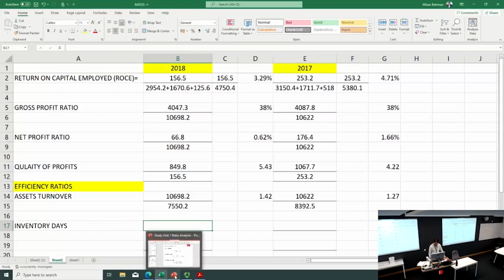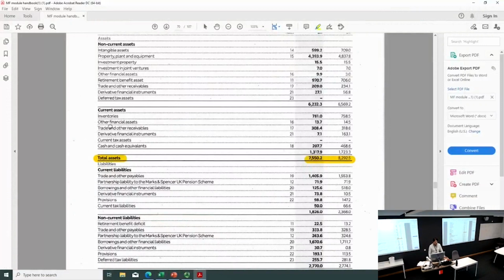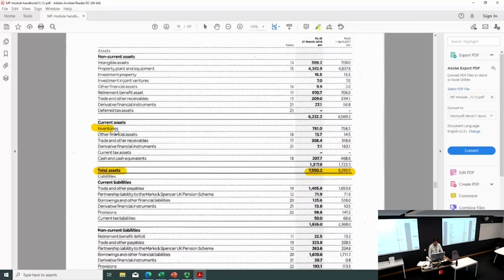Average inventories. The figure for inventories can be found in the balance sheet, the SOFP, and you can see that we have these two figures for inventories. The figure given in the balance sheet for 2018 is a closing figure, and so is 2017. But the 2017 figure becomes the opening for 2018. So for 2018 we have both figures, opening and closing.